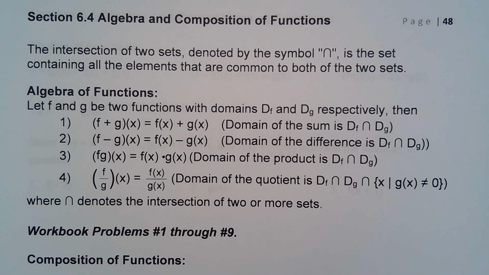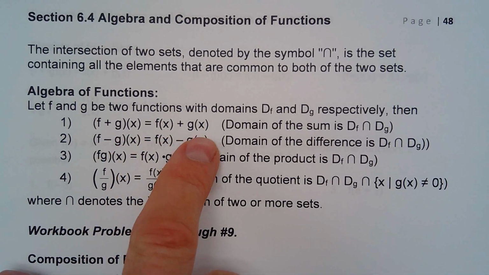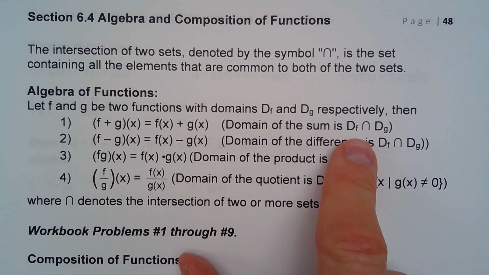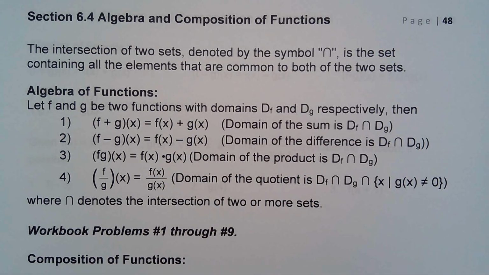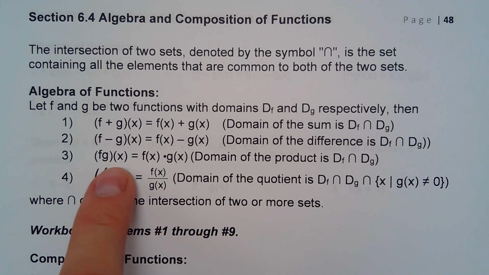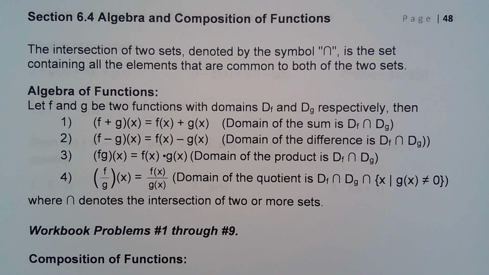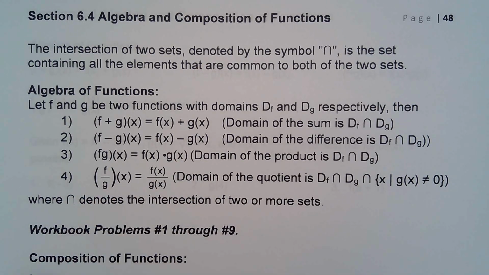So we're going to let f and g be two functions with domains D sub f and D sub g respectively. Then the notation f plus g of x means f of x plus g of x. And the domain here is going to be the intersection of the two domains of the two original functions. F minus g of x would be subtraction of the two functions. F times g of x would be you're multiplying the two functions together. And then f over g of x is f of x over g of x.